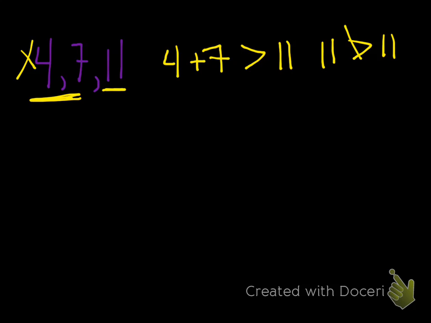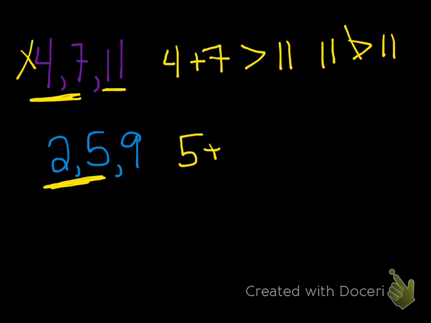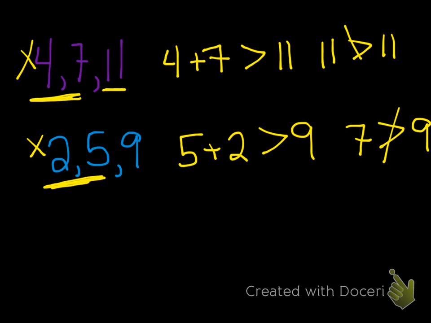Okay? So let's try the next one. 2, 5, 9. Again, we're going to look at the two smaller sides. So 5 plus 2 has to be greater than 9. 5 plus 2 is 7. Is 7 greater than 9? Nope. So this does not make a triangle.